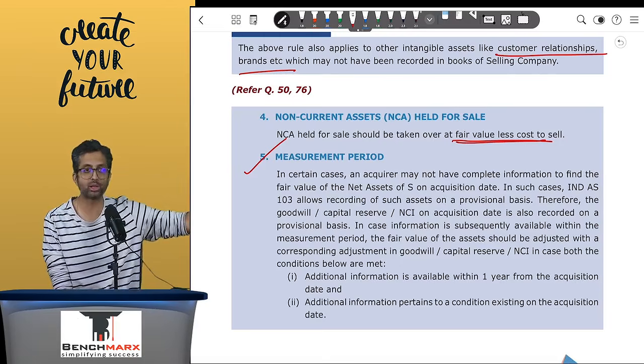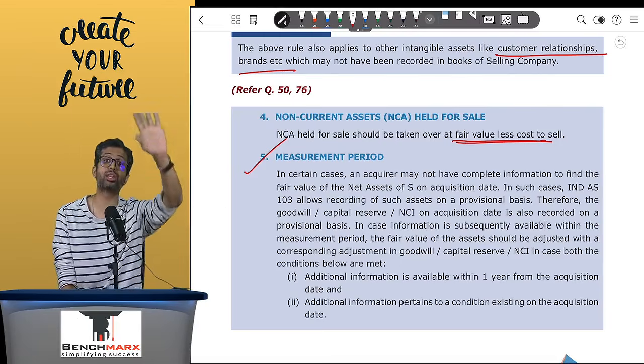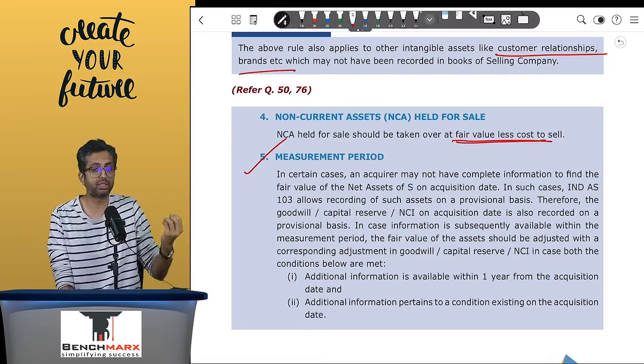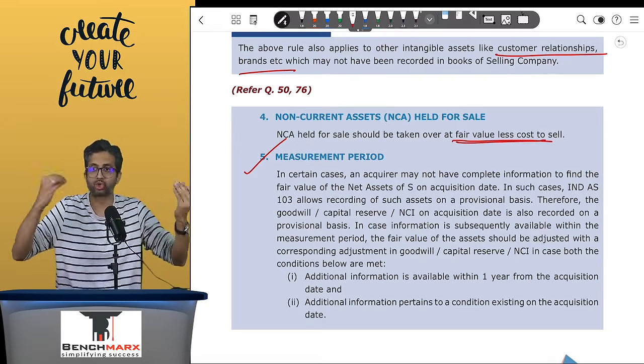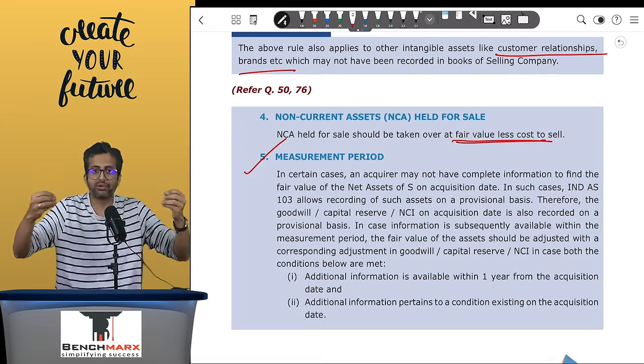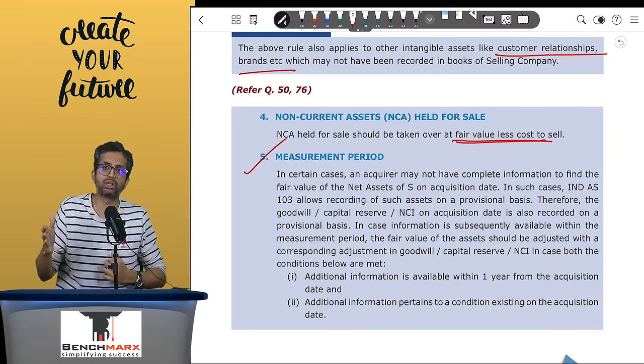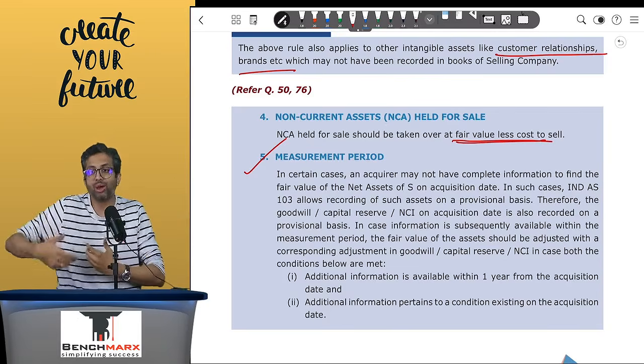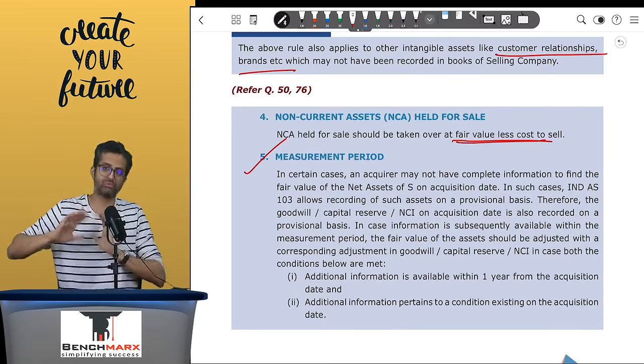Net assets were already calculated. NCI was already calculated. That was done on a provisional basis. In a practical scenario with so many moving parts, so many variables, it is very difficult to get all the reliable information on the very date of acquisition, and hence you might keep on obtaining new information. But again, you have to draw a cutoff.